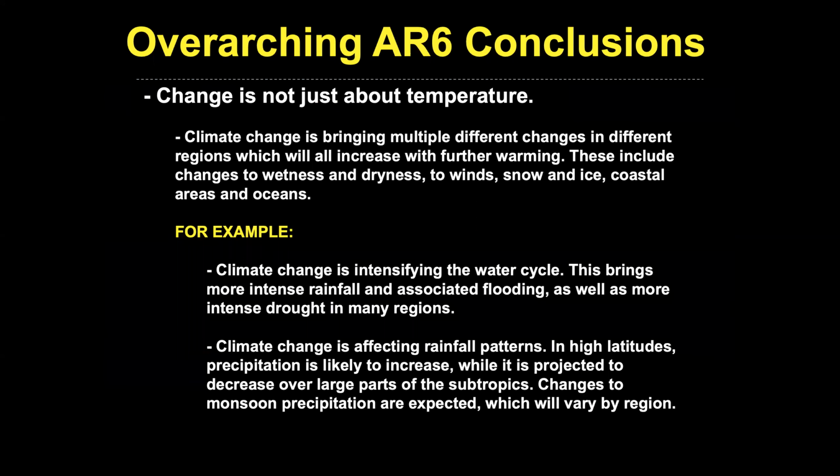So here's what, and this is a lot of wording, so I'll leave it up for a few seconds and you can stop it and read it. This is me sort of condensing what they said. Climate change is bringing multiple different changes in different regions, which all increase with further warming. Here's a couple of examples. Climate change is intensifying the water cycle. This brings more intense rainfall and associated flooding or drought. Because remember, the amount of water vapor in the world is fixed, but perhaps the distribution changes. Climate change is affecting rainfall patterns, regardless of latitude.